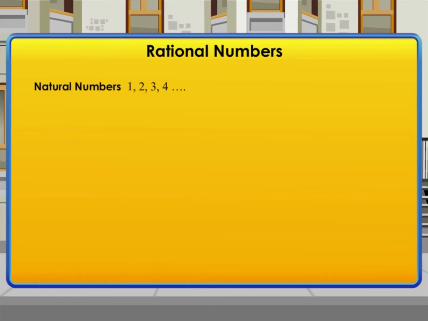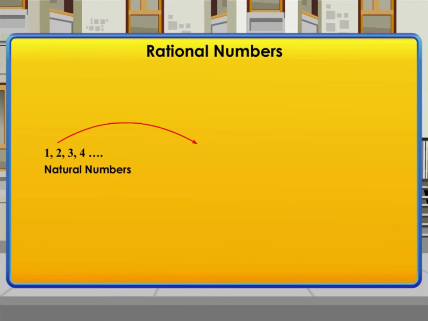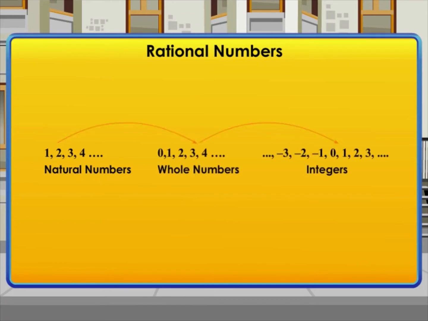Earlier, you have seen natural numbers. By including 0 to natural numbers, we got whole numbers. We include the negatives of natural numbers with whole numbers to make up integers. We thus extended the number system from natural numbers to whole numbers and from whole numbers to integers.